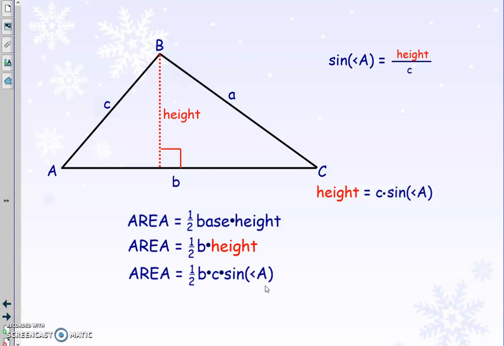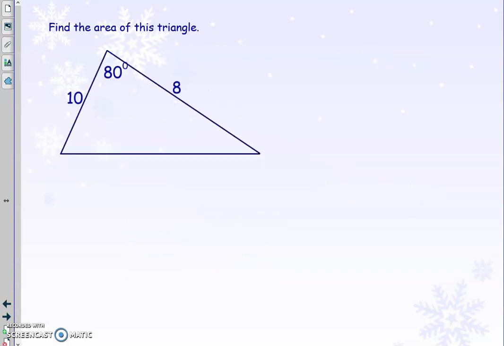Now, in this particular instance, I want you to notice in the formula, and I'll give you the formula, you don't have to memorize it, but you have to know how to use it. You take the two sides that flank the known angle. Notice side B and side C are flanking angle A. And that's basically how this formula is set up. Let's look at how we use it in practice.